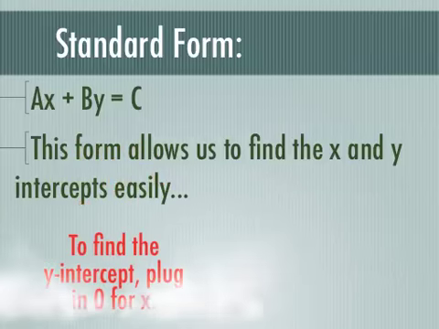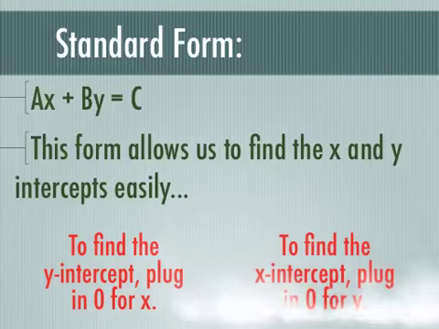To find the y-intercept, we are going to plug in 0 for x, and then to find the x-intercept, we're going to plug in 0 for y. Remember, the y-intercept is going to be the point where the line crosses the y-axis, and then the x-intercept is going to be the point where the line crosses the x-axis.